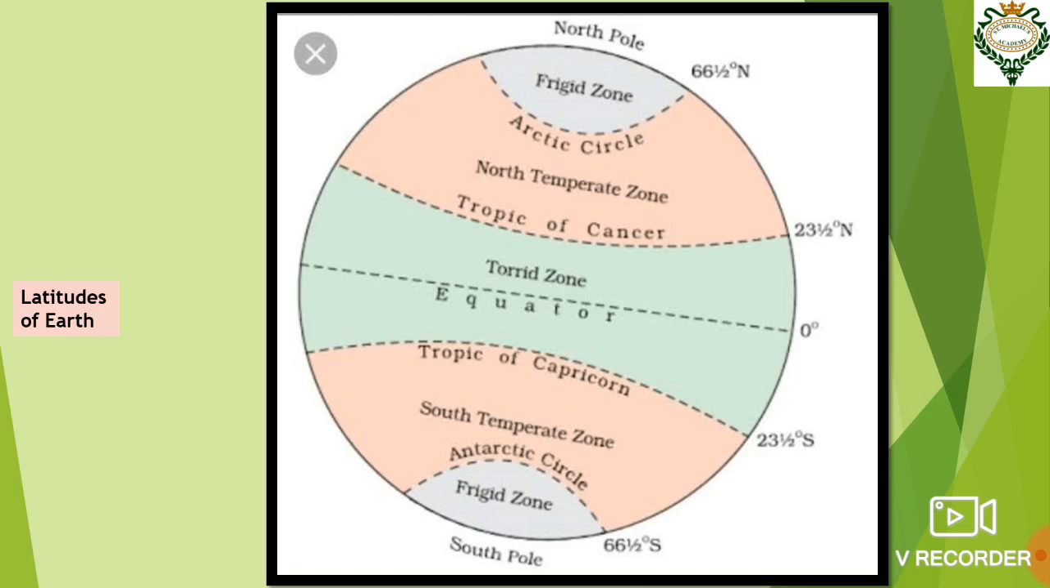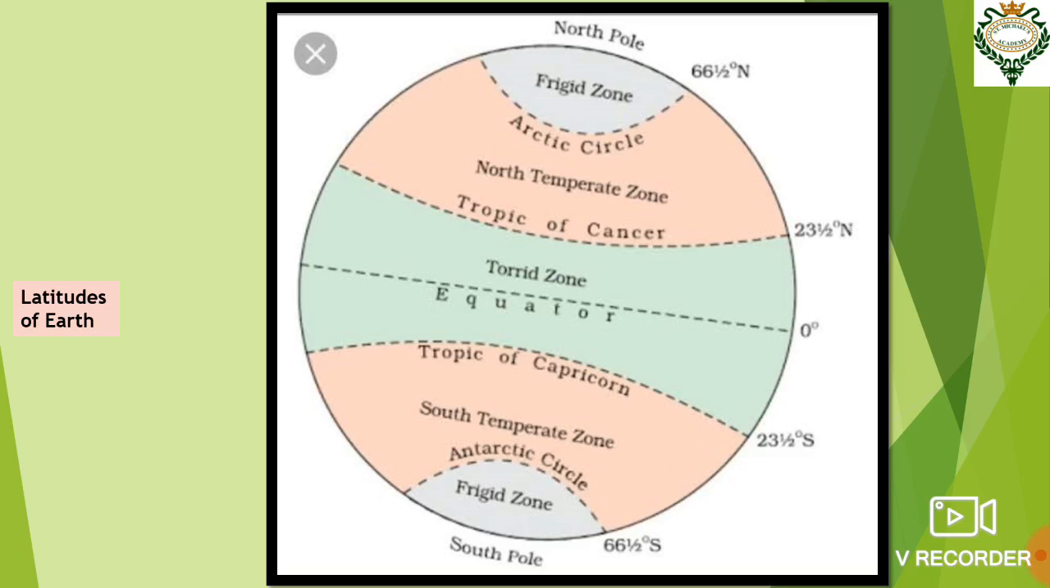You already know about the latitudes of Earth. What are latitudes? Latitudes are imaginary horizontal lines that circle the Earth in an east-west direction. Together they are called parallels of latitude because they run parallel to each other.